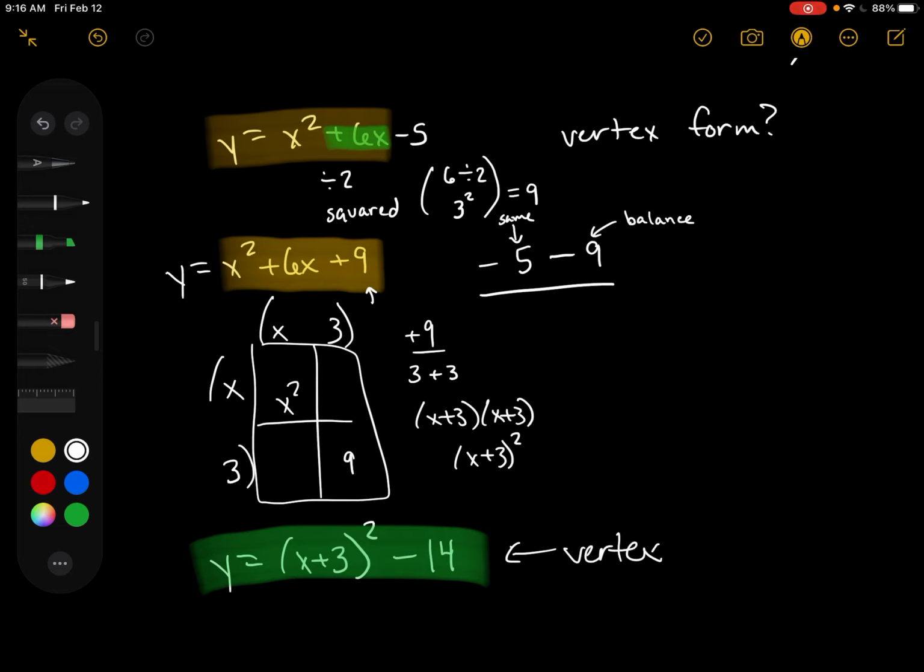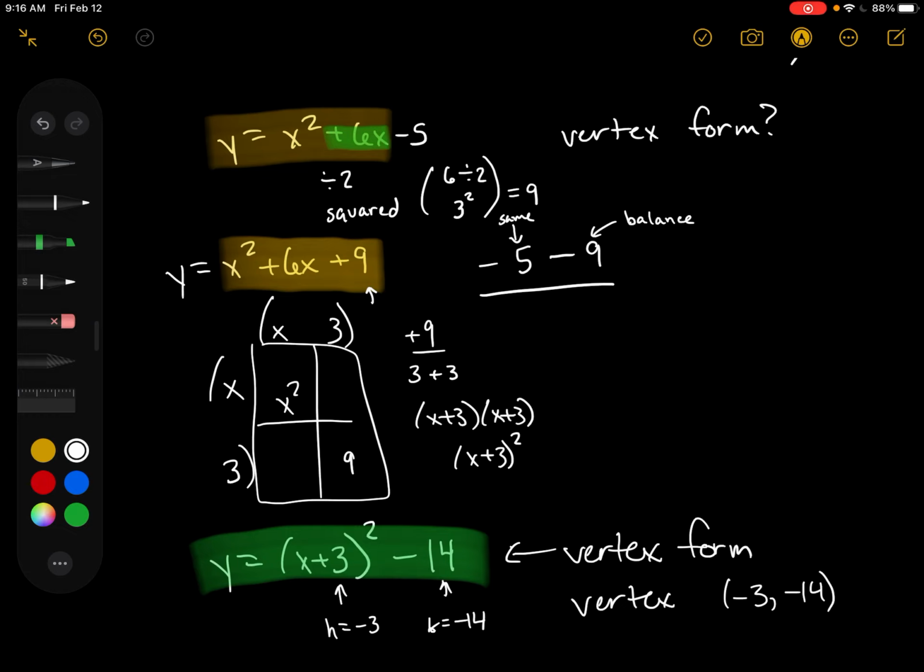So now that we're here, we're in vertex form. We just converted this to vertex form. And we can say now that our vertex is at the opposite sign of this, so h is minus 3, and with k, we keep the sign of this. So we have a vertex at negative 3, comma, negative 14.